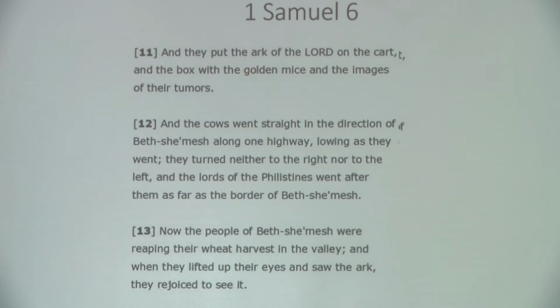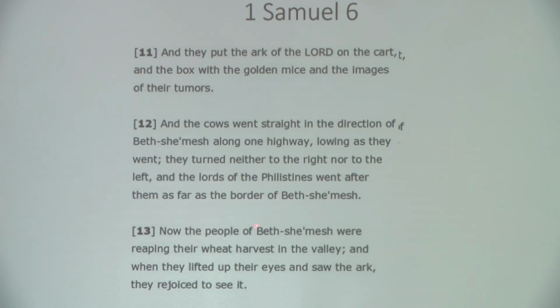In the ark, what they had done was taken some mice that had been made into gold as idols, and tumors that they'd gotten from the diseases that were developed, and put them in the ark. And the cows that drew the ark went straight in the direction of Beth Shemesh, along one highway, lowing as they went. They turned neither to the right nor to the left, and the lords of the Philistines went after them as far as the border of Beth Shemesh.